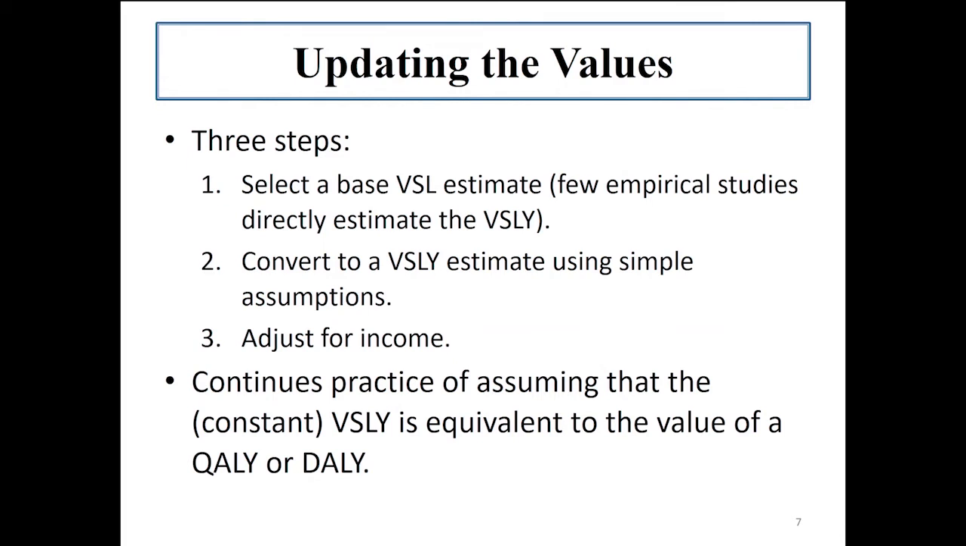One thing that I think we could easily do is update these values to at least reflect more recent research. It's pretty straightforward. There are obviously lots of decisions to make along the way, but we start off with a base VSL estimate, convert it to a VSLY doing the simple math I just described, and then adjust for income. The main drawback here is that we're continuing to assume that the value of a life year is a constant. I mean, the value of a quality DALY is a constant, and that it's equal to the VSLY.